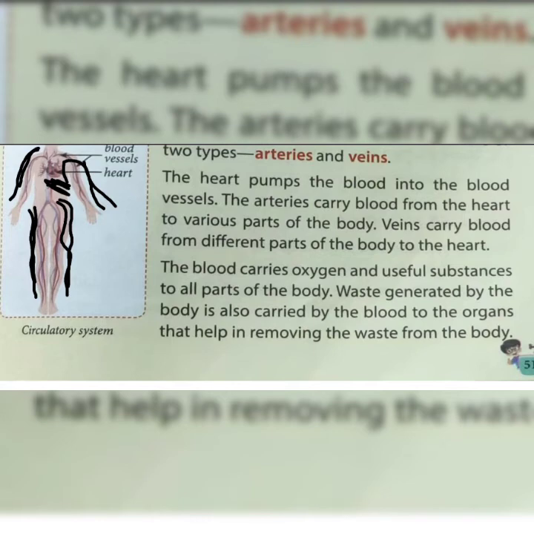Oxygen from the lungs and nutrients from the digestive system are transported to cells throughout the body. Carbon dioxide and other waste materials are picked up from the cells and transported to organs such as the lungs and kidneys for elimination from the body. The circulatory system also equalizes body temperature and transports endocrine hormones to cells in the body where they are needed. Got it?